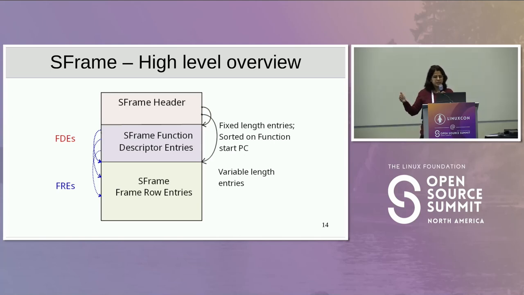We will get into what these mean, but the takeaway from this slide is that all of these FDEs, where FDE is the function descriptor entry, are together in a subsection, and all the FREs go together in a subsection. The FDEs are fixed length entries. These are basically some information per function. Keeping them fixed length allows you to do a quick binary search and find the relevant FDE per PC. That's the reason the FDEs are fixed length entries, and the FREs, for size optimizations, we kept variable length. The thing to take away here is that information access in SFrame is via offsets, and FDEs are clubbed together and FREs are clubbed together.